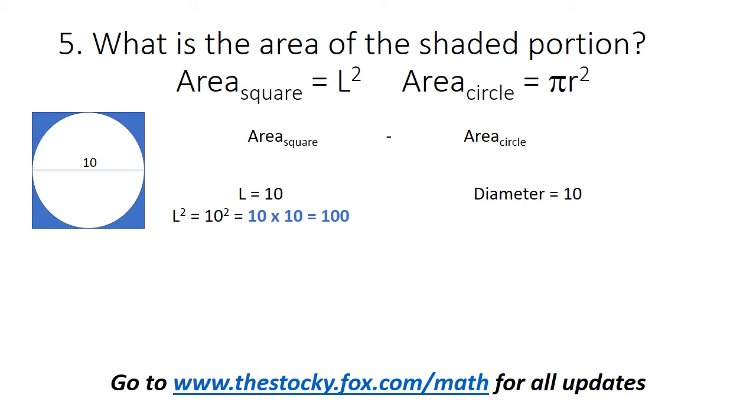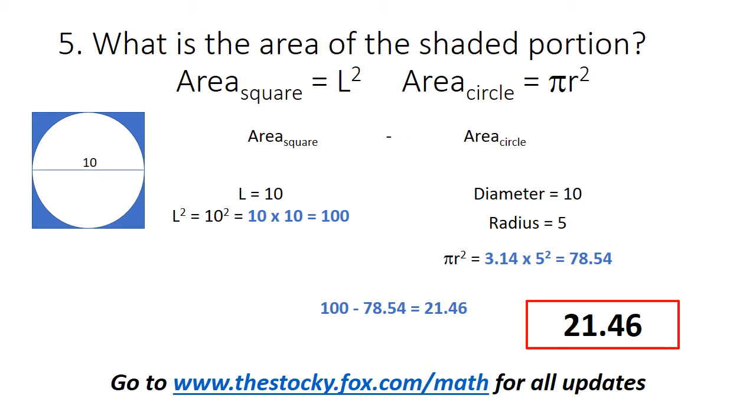The area of the circle is a little more complex. We're given the diameter of the circle, but that's not what we need. We need the radius of the circle. So the radius is half the diameter. So if the diameter is 10, that means the radius is 5. And now that we have the radius, we can just plug it into that formula, pi r squared. So pi, which is 3.14, times 5 squared, and that gives us 78.54. Then you're pretty much done. You take 100 minus 78.54, and you get 21.46. And that's your answer.